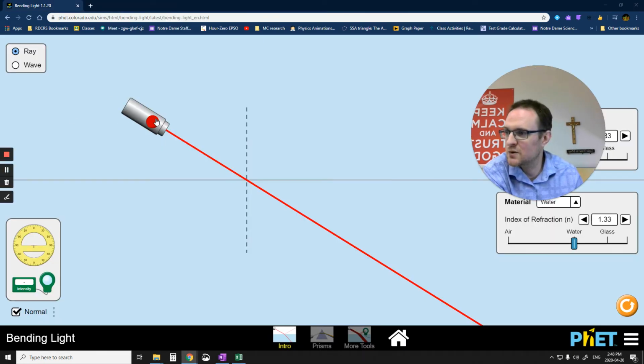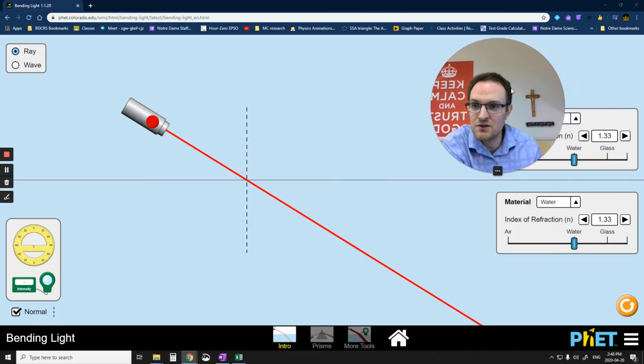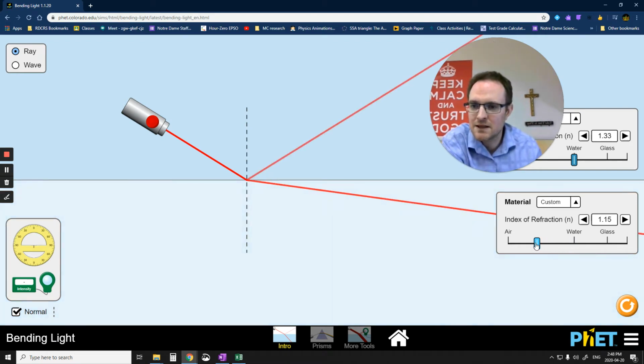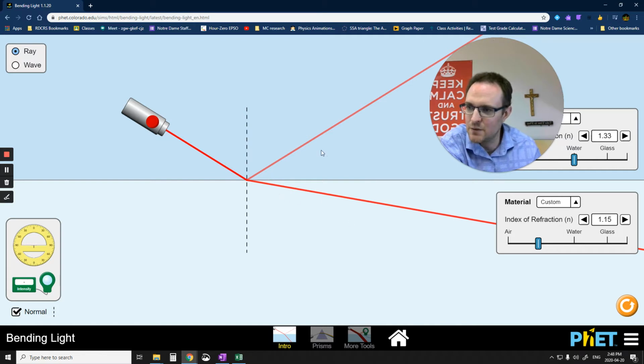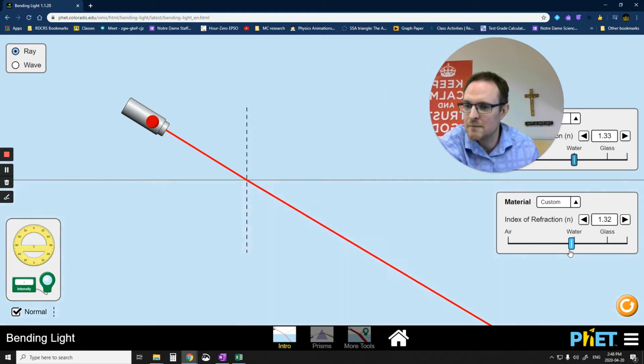So that's in this situation here. It's not bending. If I change the material, say the water, into something that has less index of refraction, like something like this, you can see that as I change this material to be less dense, something closer to air, it starts bending away. You can see there's a reflected angle here too. I'm not too concerned about the reflected one, just worried about the refracted. You notice that reflected one doesn't change.